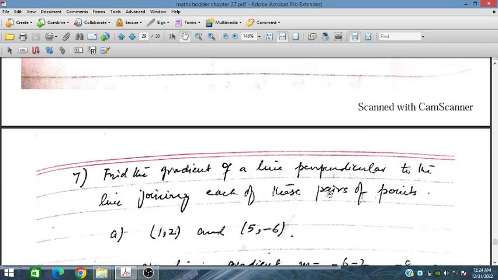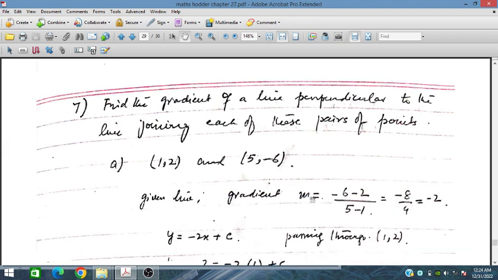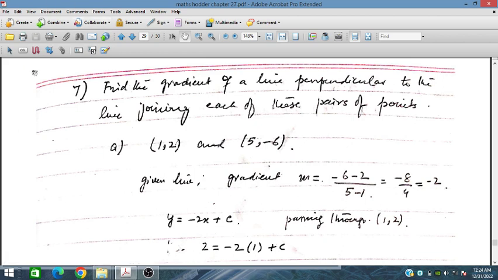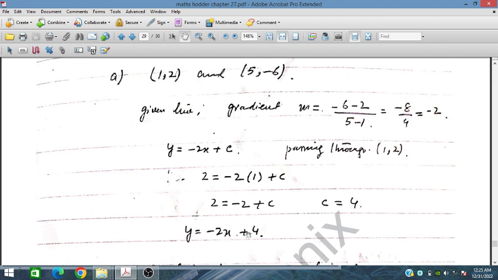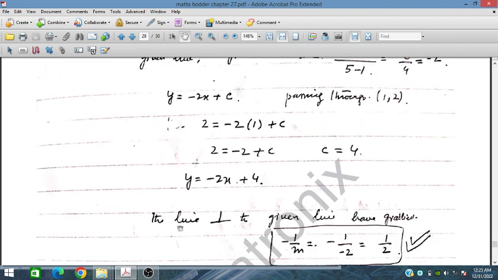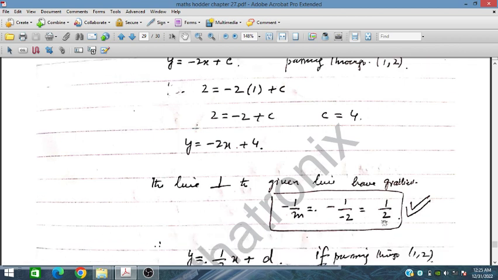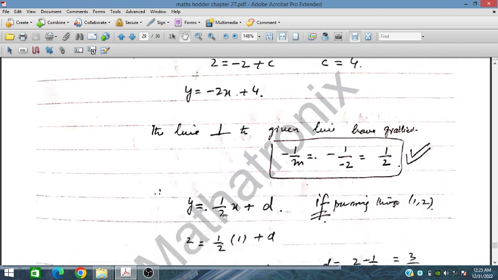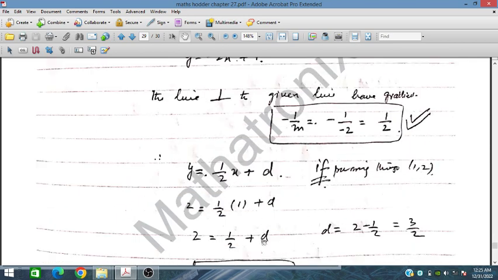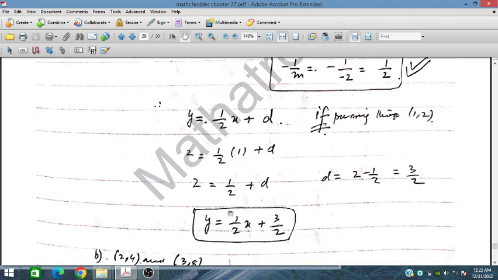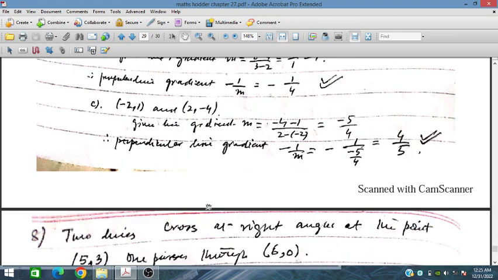Find the gradient of the line perpendicular to the line joining each of these pairs of points: (1, 2) and (5, minus 6). So the gradient is obtained as minus 2. So y equals minus 2x plus c, and this is passing through (1, 2). So c is obtained as 4, and so y equals minus 2x plus 4. The line perpendicular to the given line has gradient 1 over 2. So y equals 1 over 2 x plus d. If passing through (1, 2) as given, from this we obtain the d value, and we place this value. So the required equation is obtained. Similarly for the other parts.